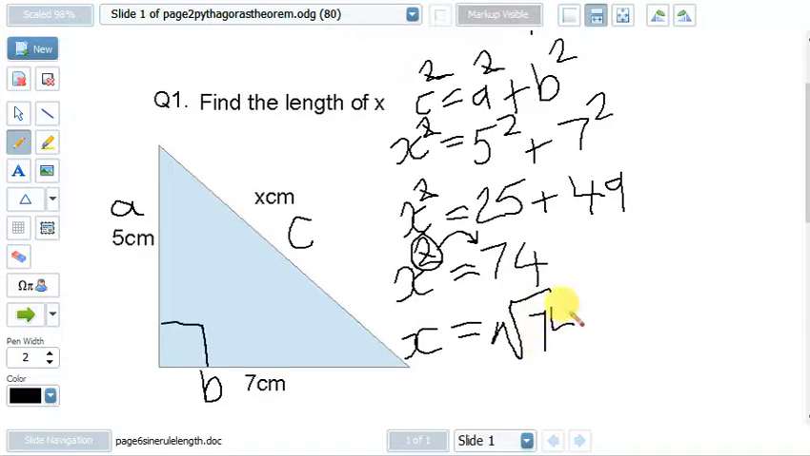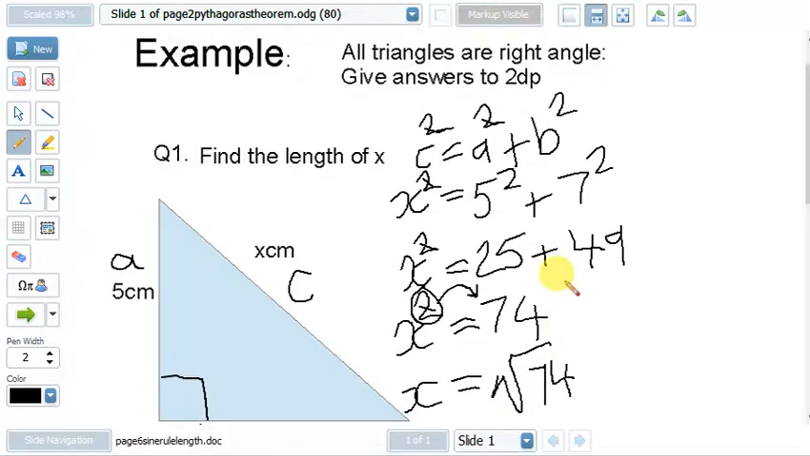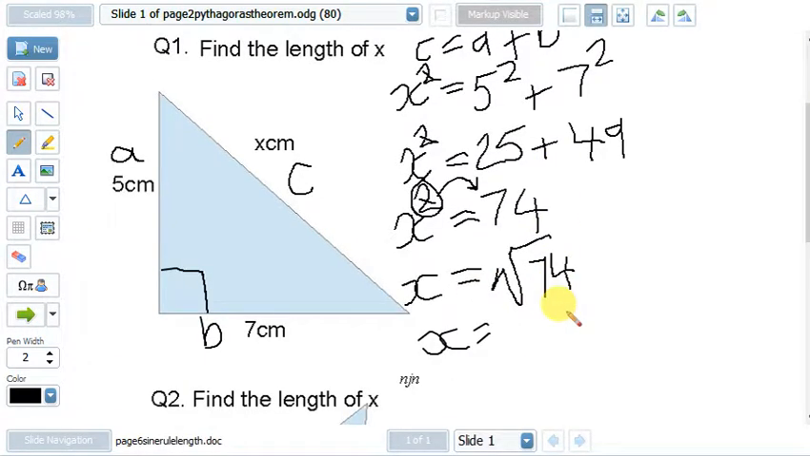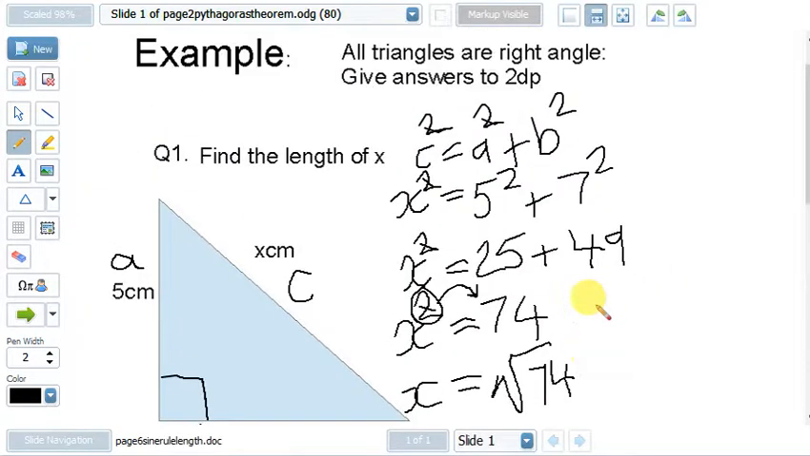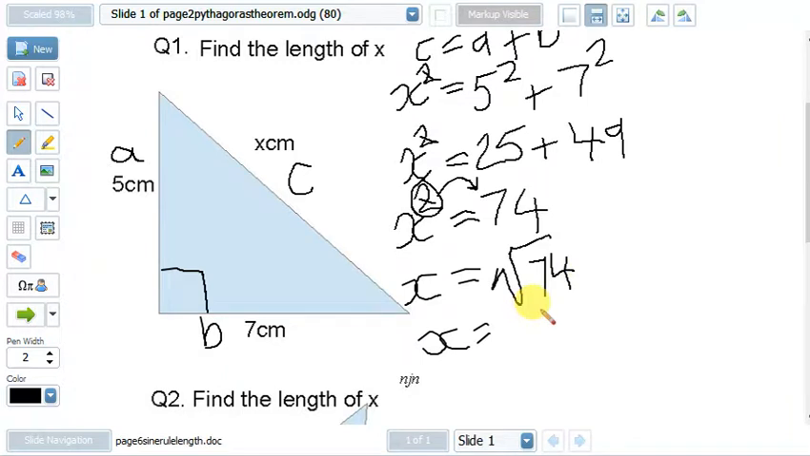Now some of you may be thinking, well, there'll be two answers for this because it's a square root. However, we know from the diagram that it's the positive answer because you can't have a negative length in a triangle.